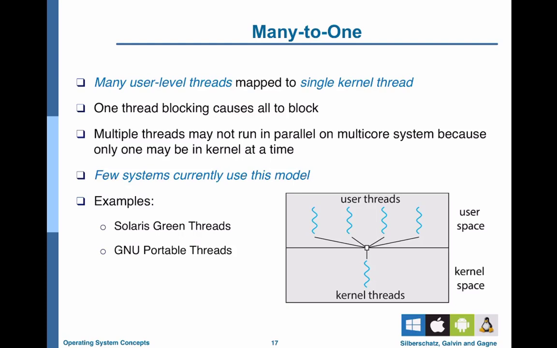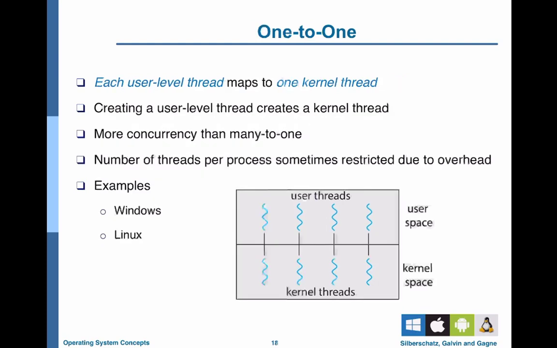The one-to-one model maps each user thread to one kernel thread. This model is used by most common operating systems. The many-to-many model maps many user threads to many kernel threads.